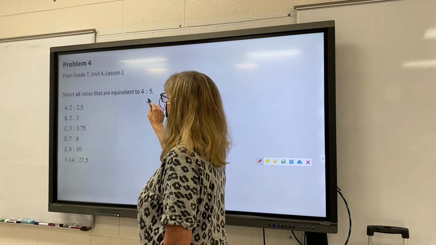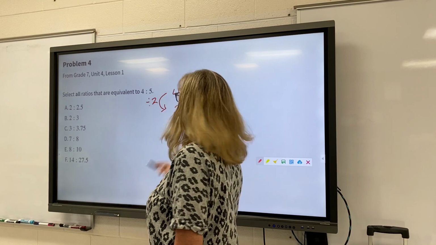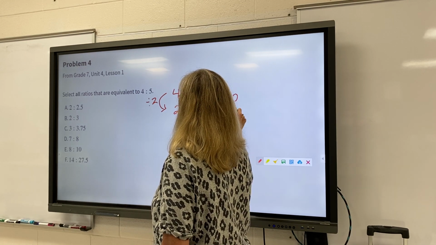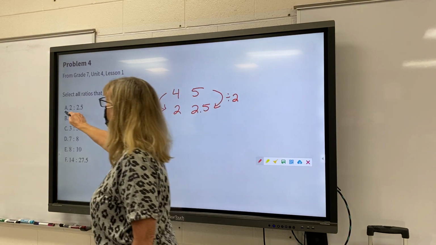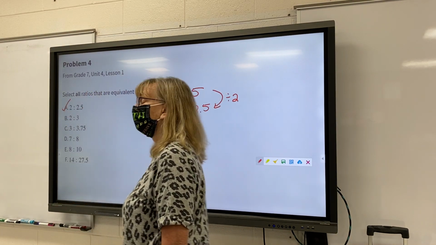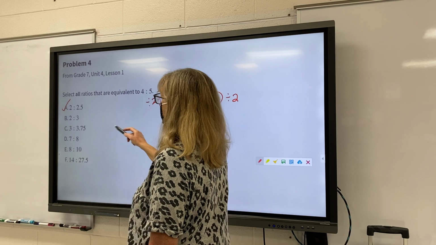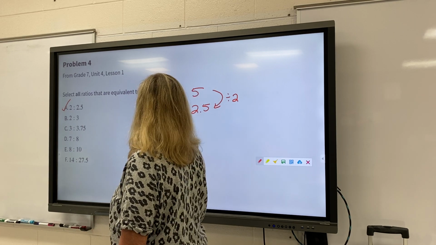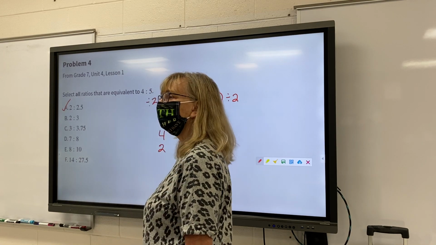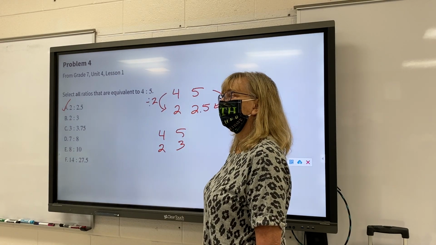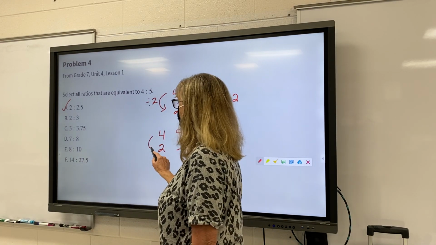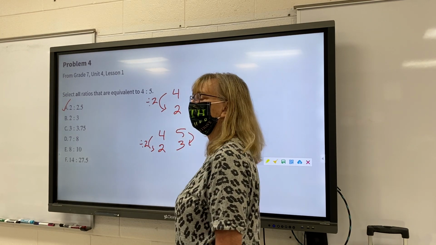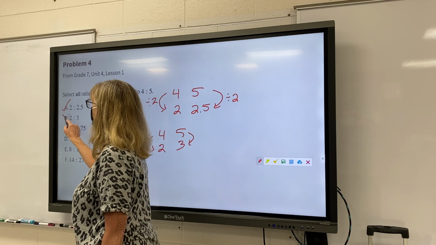So that would be divided by 2. So is 5 divided by 2, 2.5? Yes, so this one works. Okay. So we got the 4 and the 5 again. Now we have 2 and 3. Is that gonna work? No. Because this is divided by 2. Is this divided by 2? No, so this one is not gonna work.